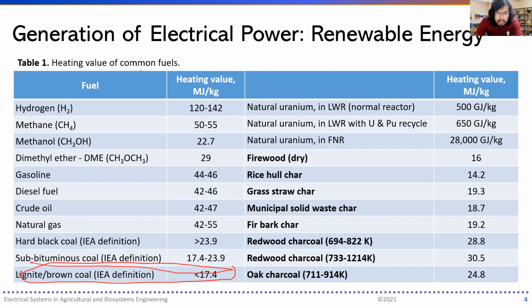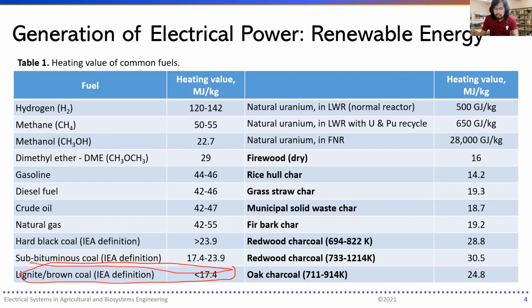Another thing with biomass is the density. Not just the energy density, it's the physical density. A kilogram of rice hull, for example, takes up 6 times the space of gasoline for an equivalent weight. So I think there's a lot of potential that can be made in this category, in terms of research by the AB engineering profession. So that would be all for power generation.